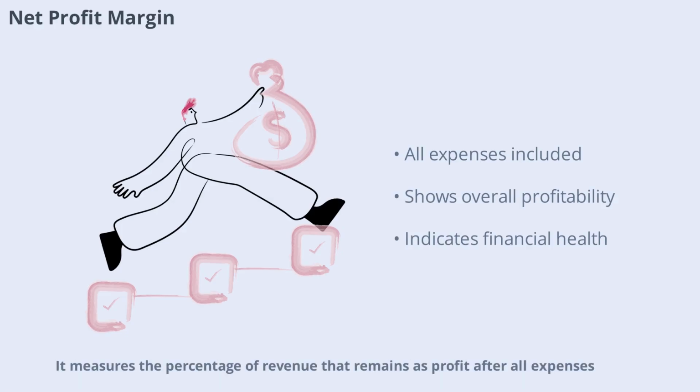Net profit margin is perhaps the most comprehensive profitability ratio. It measures the percentage of revenue that remains as profit after all expenses, including operating costs, interest, and taxes, have been deducted. This ratio gives a complete picture of a company's overall profitability. A higher net profit margin means the company is more effective at converting revenue into actual profit, which is a strong indicator of financial health and long-term viability.